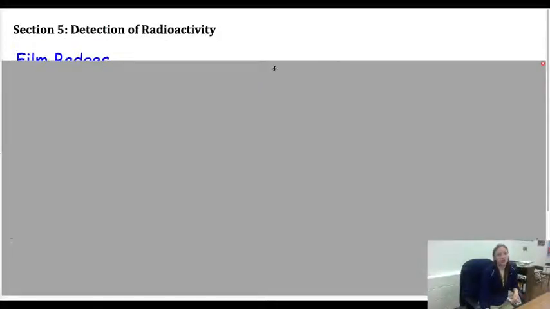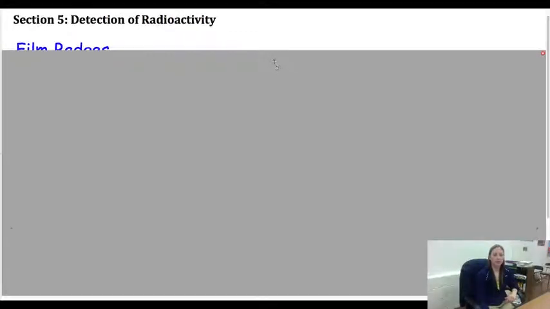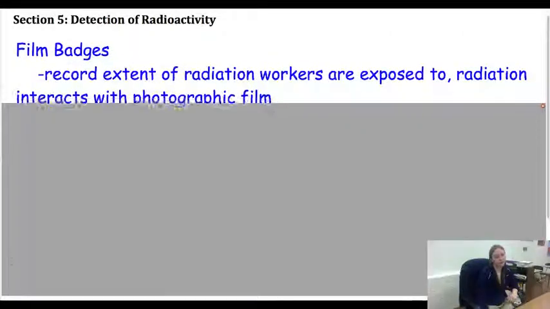Alright, we're going to deal with sections 5 and 6 in this video. Section 5 deals with the detection of radioactivity. And there are a few different ways that people commonly detect radioactivity. The first one is by the use of a film badge.